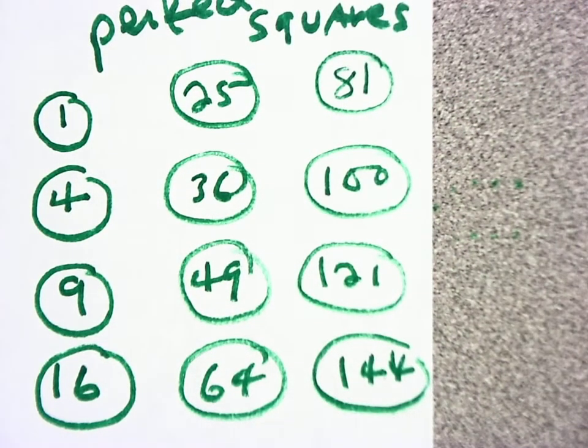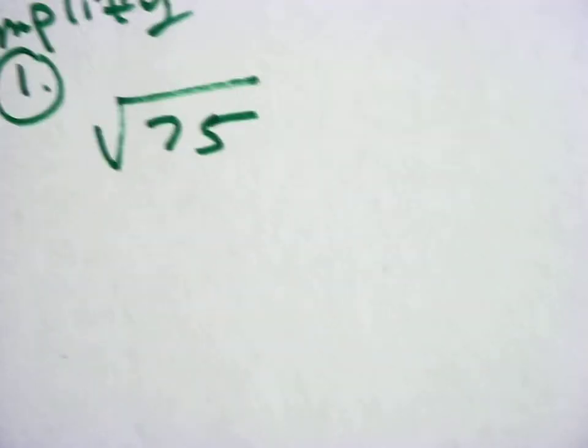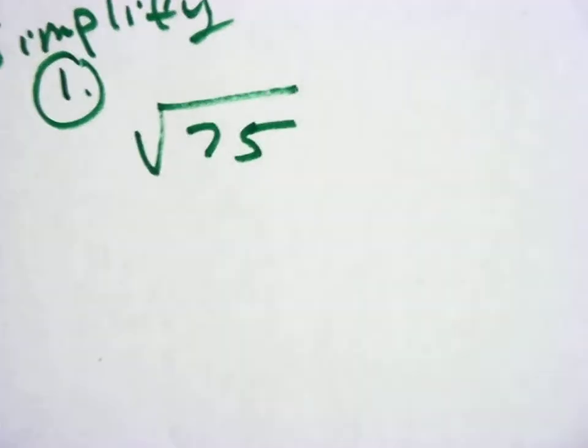We're going to be simplifying radicals, basically, okay? And there's your perfect squares. All right, let me find what we're doing. We're going to start with problem uno here. Problem 1. All right, there it is, the square root of 75.